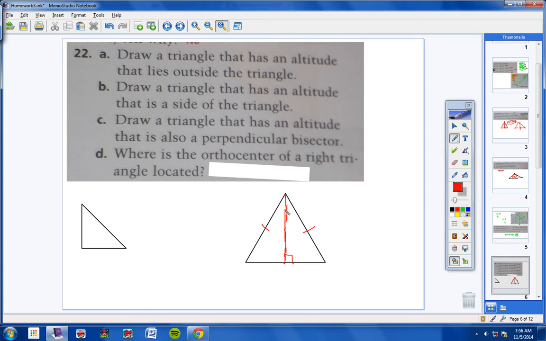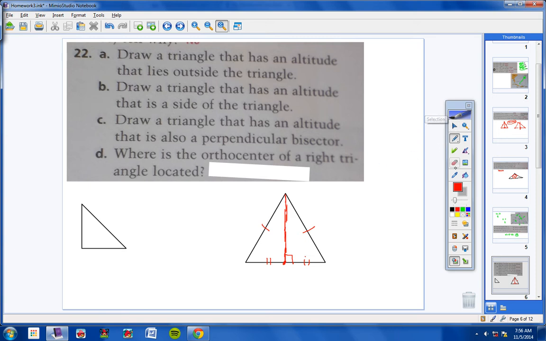Now it's an altitude because it runs from the vertex and is perpendicular to the side over here. It's a perpendicular bisector because obviously it's perpendicular to the side, but it also hits in the midpoint. So this segment here is congruent to the segment here. So an isosceles triangle would satisfy letter C.